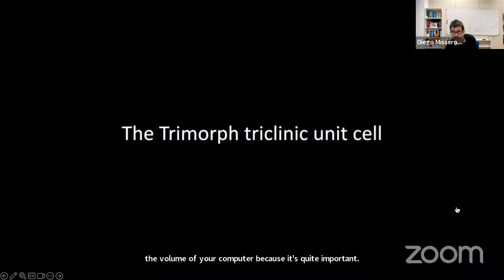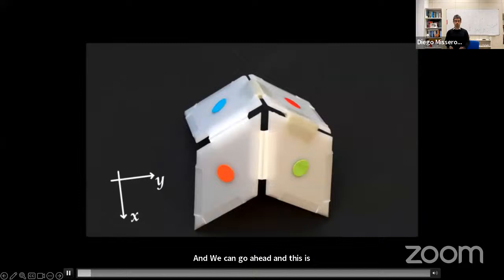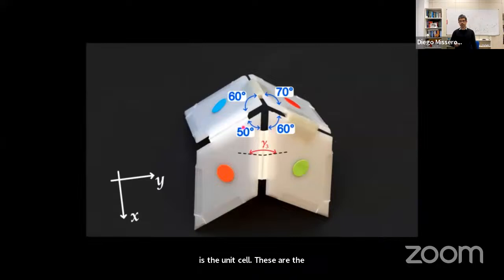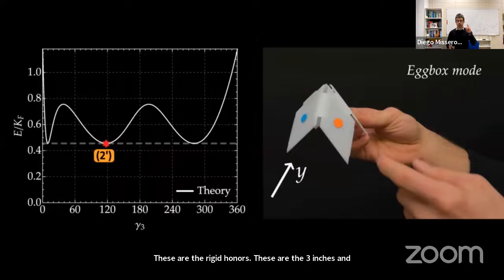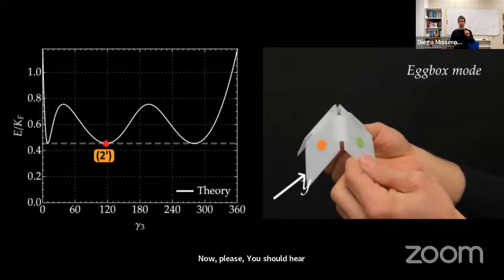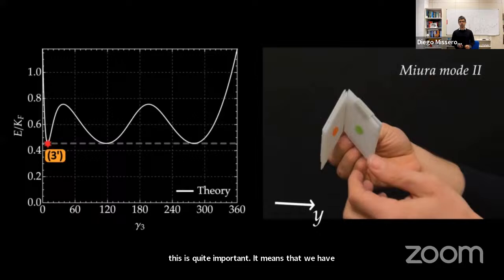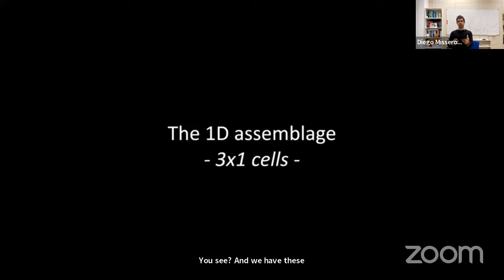And this is the movie. You see, this is the unit cell. These are the four panels with different angles, 50, 60, 70, and 60. These are the rigid panels. These are the three hinges, and these are the elastic hinges. Now, please, you should hear the click sound, because this is quite important. It means that we have a strong multistability in the system, you see? And we have these three different states, one in one direction, one in the other, and one that is in the egg box configuration.